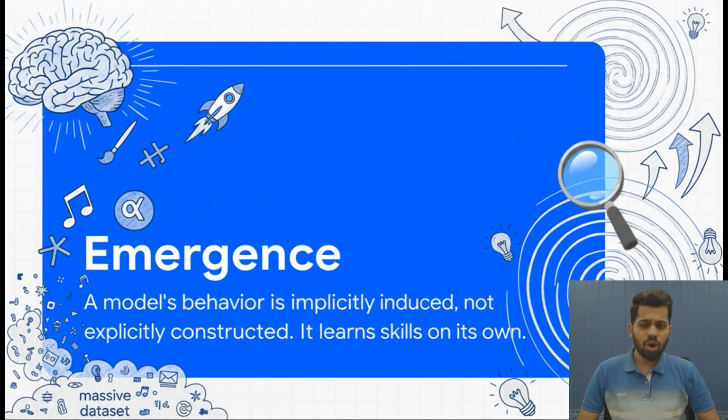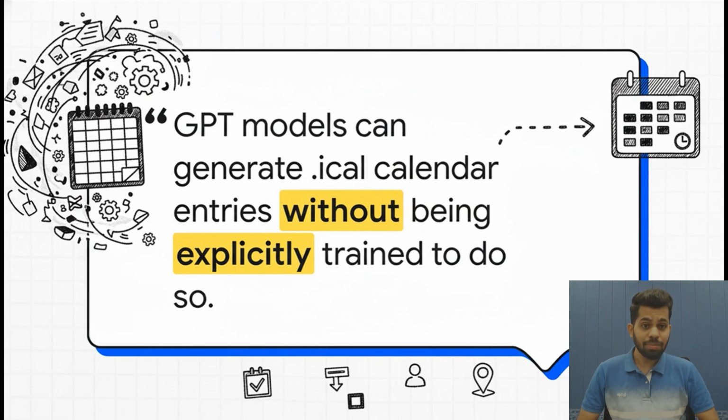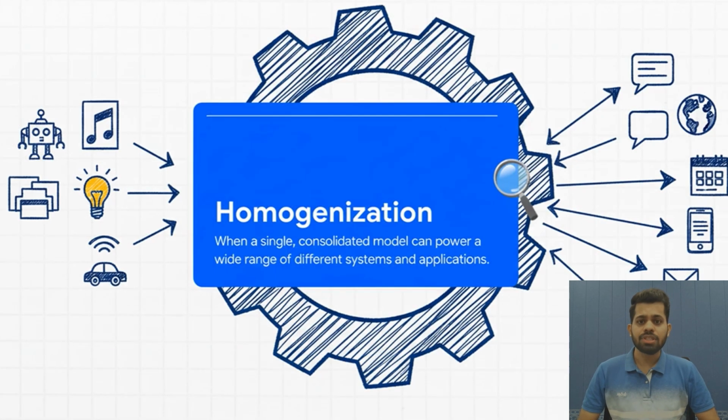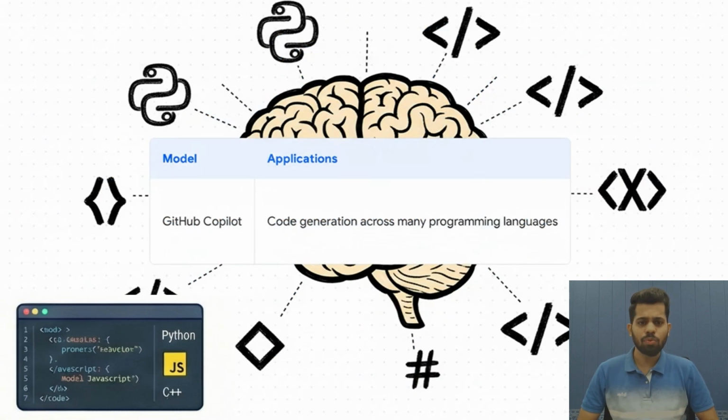Emergence means the model's behavior is often implicitly induced rather than explicitly constructed. For example, GPT models can generate calendar entries in the ICS format, even though they were never explicitly trained to do that. And homogenization means a single consolidated model can power a wide range of systems and applications. For example, take GitHub Copilot. It can generate source code across tons of different programming languages, all from a single model.